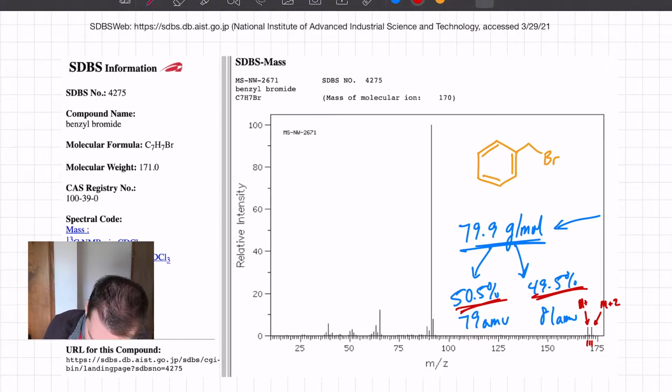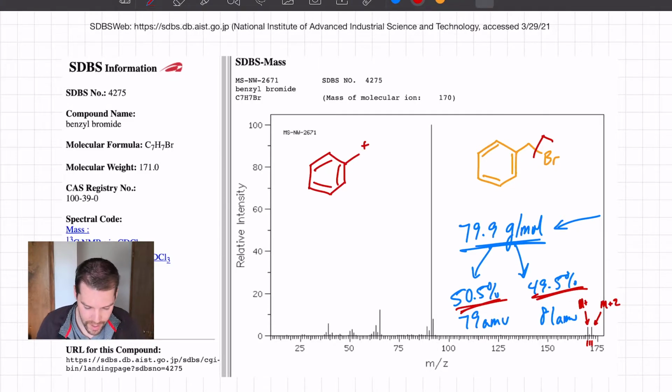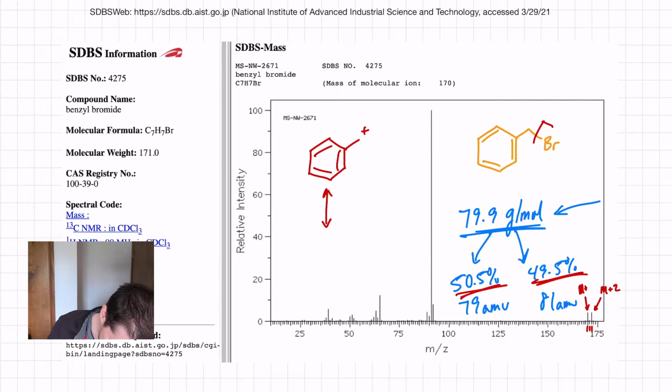And in this case, if we were to break this off right here, then we would get this guy. And it's got a plus charge on it because it is a radical ion. Actually it has a little radical on it too, but we're not going to worry about that. This shows resonance, if I can draw this correctly. There's 7 sides. Okay, this is how it's drawn.